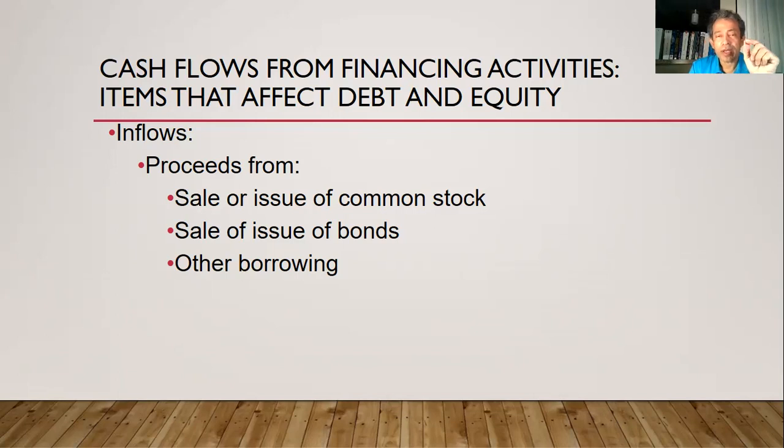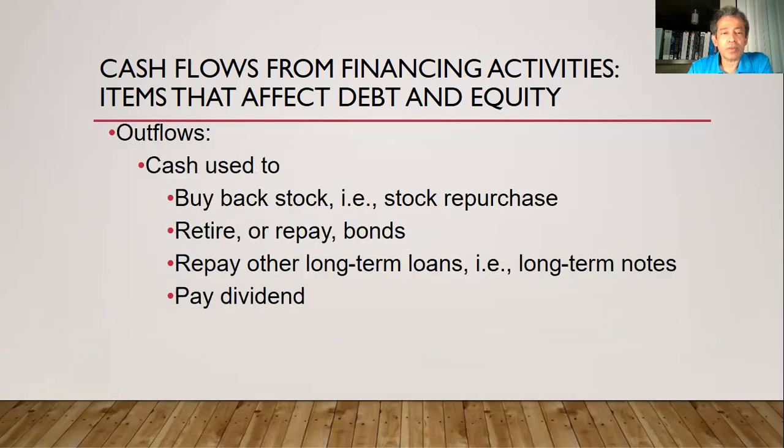Just one point, as I said, if a bond was replaced by another bond, then it doesn't have any cash flow effect. It's a significant non-cash transaction, like you swapped your land for a building, or you paid off some of your loans with some of your assets. In that case, it's neither an inflow nor an outflow. It would be a significant non-cash transaction. But nevertheless, that's beside the point now. So we have proceeds from sale of common stock, preferred stock, bonds, or other borrowings.